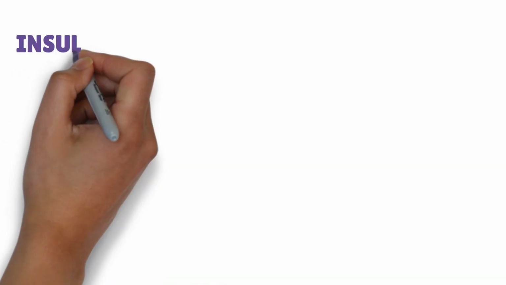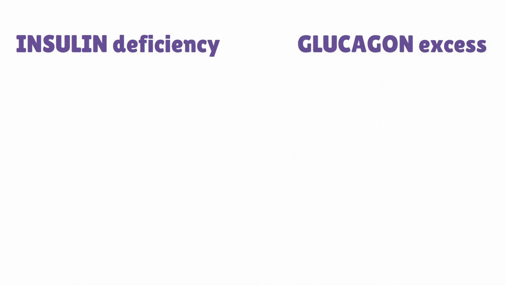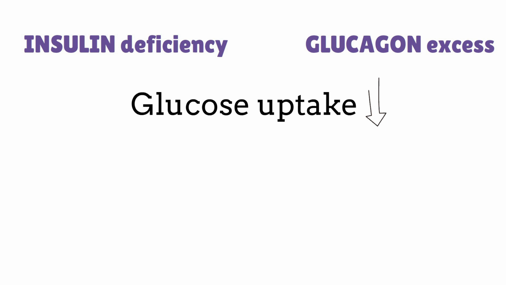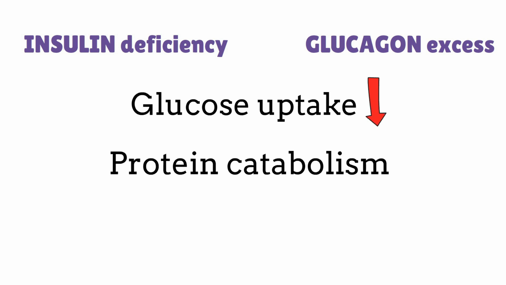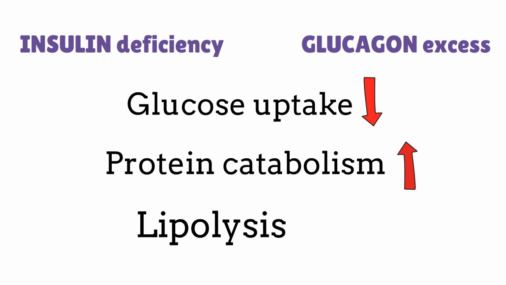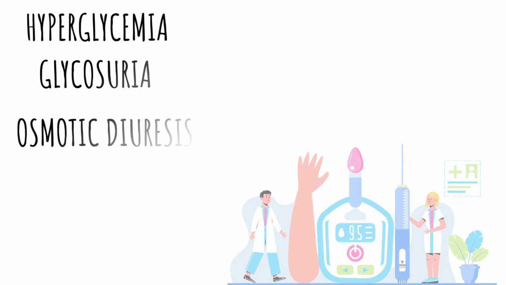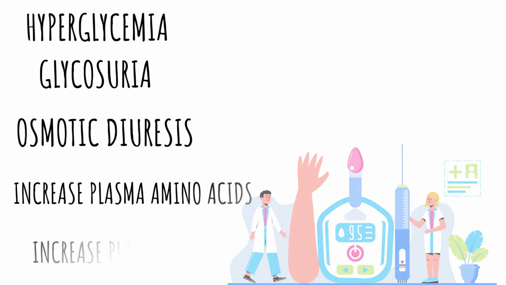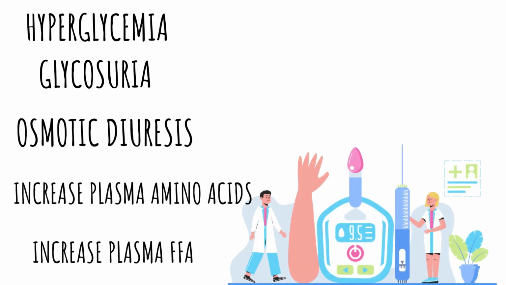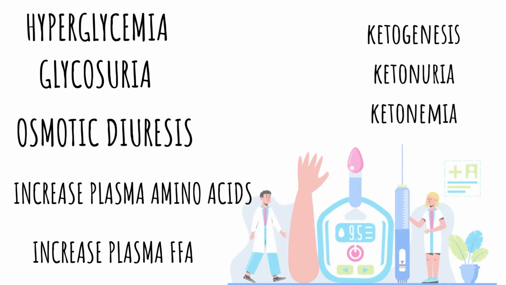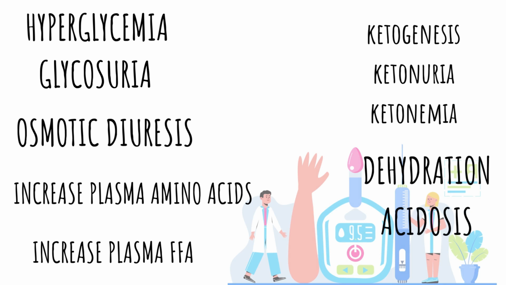So in summary, when there's an insulin deficiency and a glucagon excess, there will be a decreased glucose uptake, an increased protein catabolism, and an increased lipolysis, and that will lead to hyperglycemia, glycosuria, osmotic diuresis, increased plasma amino acids, increased plasma free fatty acids, ketogenesis, ketonuria, and ketonemia. And all of these effects will finally result in dehydration and acidosis. If untreated, the patients can go into coma and death.